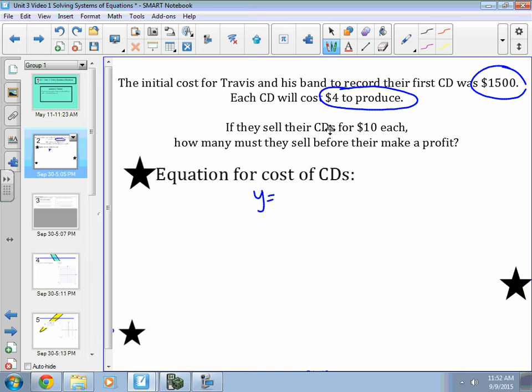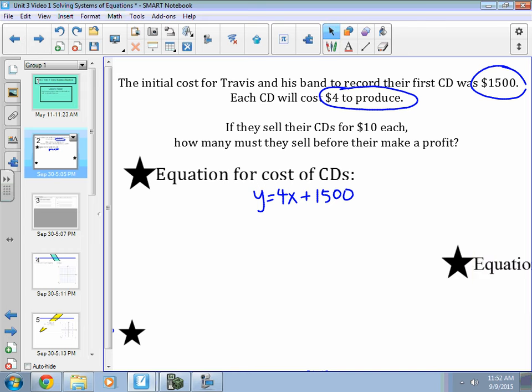So we have $4 per CD, so we're going to use a variable. Let's use X for the number of CDs, plus the one-time cost of $1,500. We do not need to put an X next to $1,500 because it's not that amount for each CD, it's just a one-time cost.